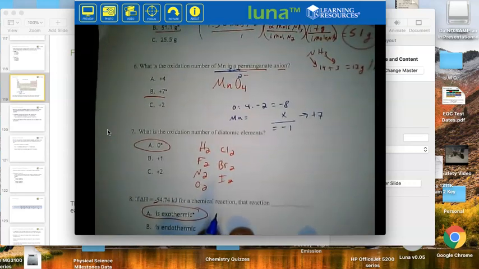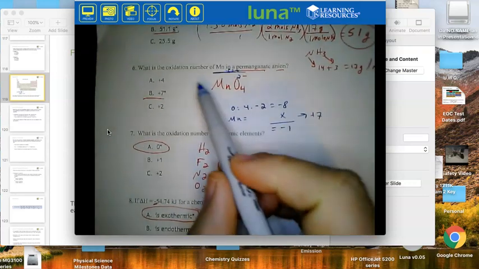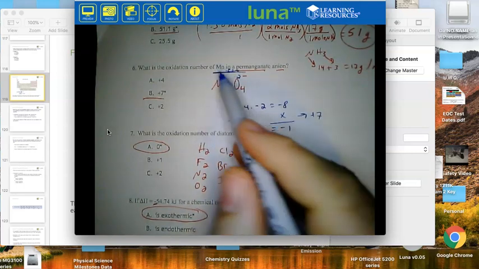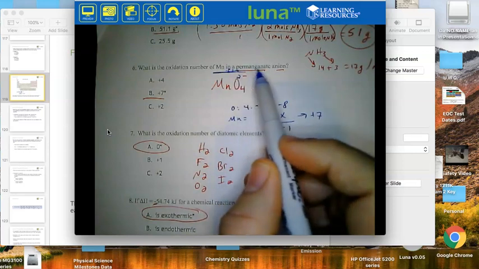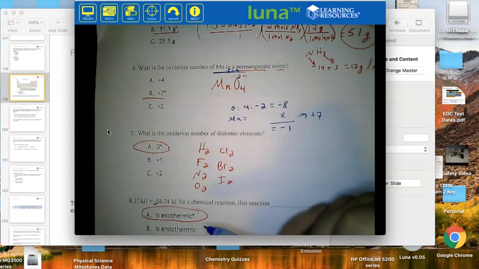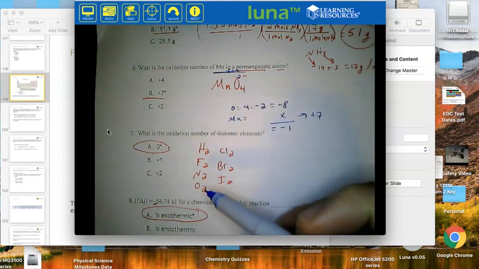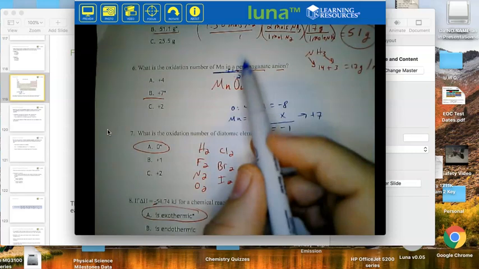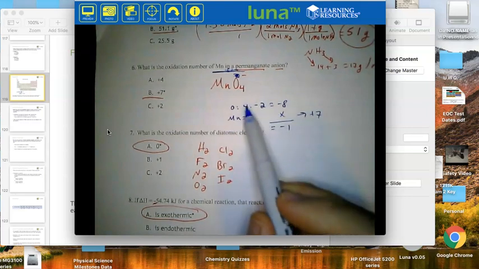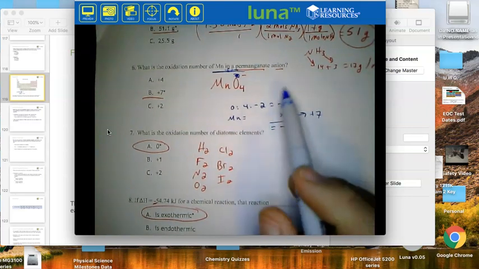All right, for number 6, it's asking what is the oxidation number for manganese in a permanganate ion. So this is a permanganate ion, okay? And so what I have to do here is figure out the overall charge is -1. I don't want to confuse you there. I had to put a -2 there because that's for oxygen. So then I did the math down here instead.